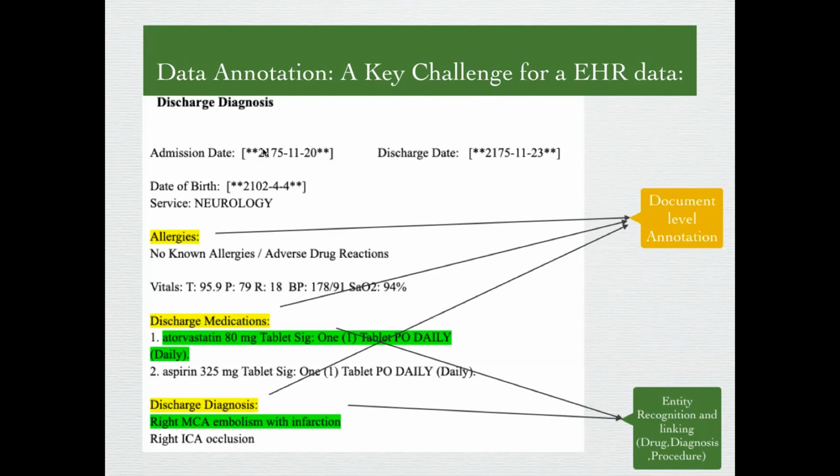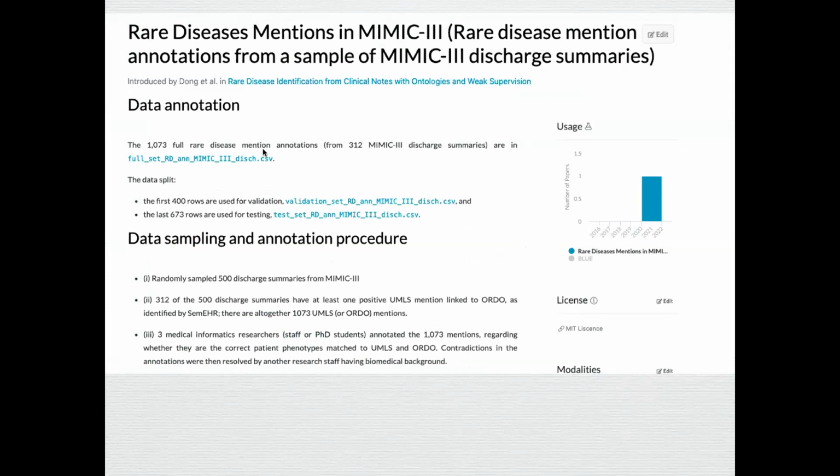So one of the major challenges is data annotation. In one recently published paper, they annotated 1073 rare diseases. They randomly sampled 500 discharge summaries, and three scientists annotated all of them. This is a very hand-engineered task, and it takes a lot of effort for a person to manually annotate. And this is just annotating a diagnosis, which is the central theme of all the medical information. If we go beyond the diagnosis, it becomes more difficult.